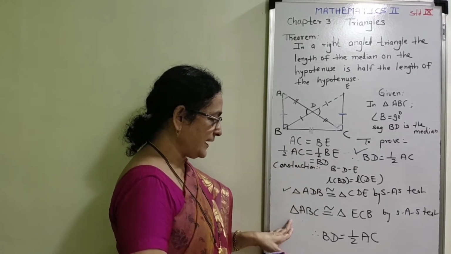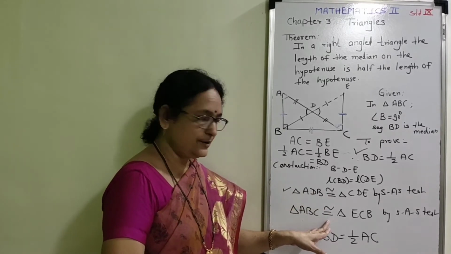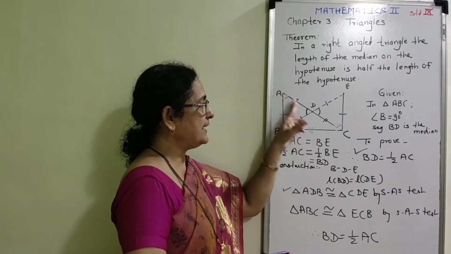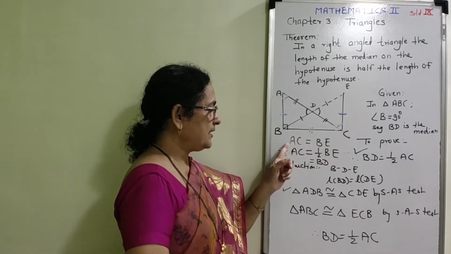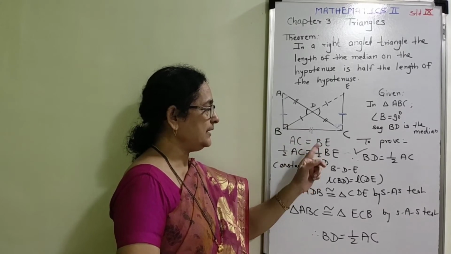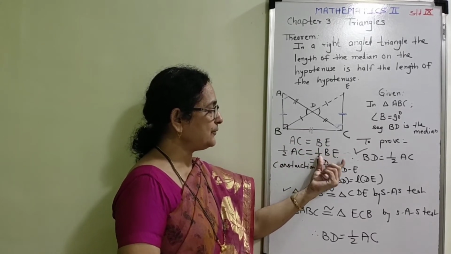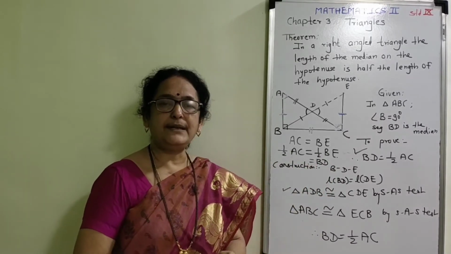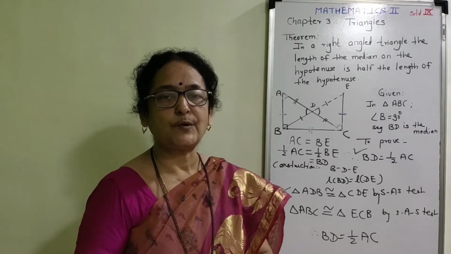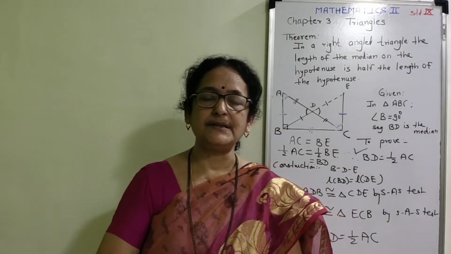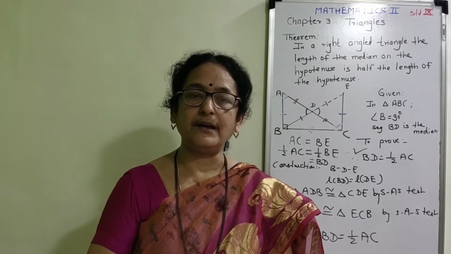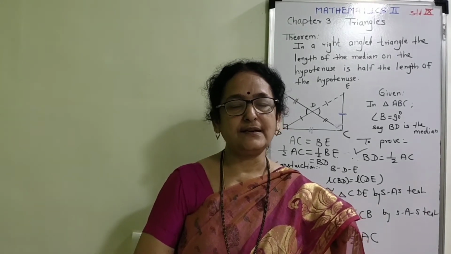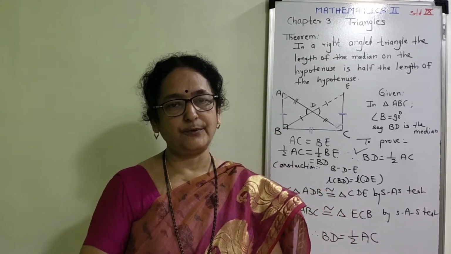There are two pairs of triangles. Both the pairs are congruent to each other by the side angle side test, and then we get the conclusion that AC is congruent to BE. Therefore, half of AC is equal to half of BE. But with the help of construction, half of BE is equal to BD. Therefore, BD is equal to half of AC. Please remember this property. We are using this property to solve various examples in 9th standard as well as in 10th standard, that in a right angle triangle, the median on the hypotenuse is exactly half of the hypotenuse.